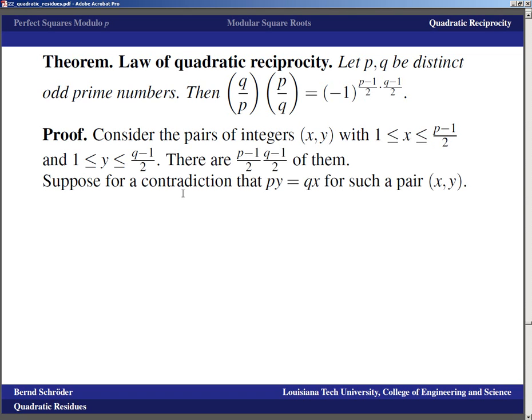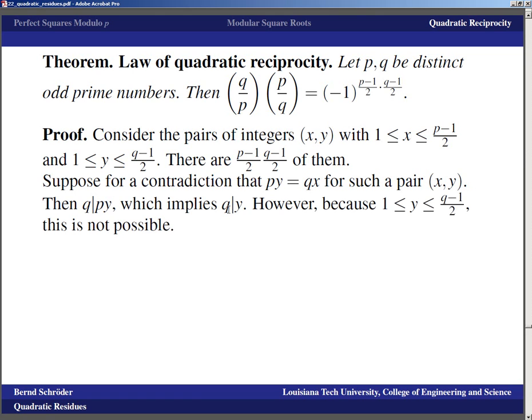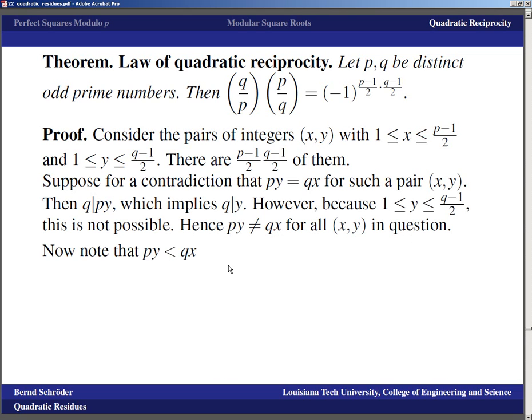And now, suppose for a contradiction that for one of those pairs x and y, we have that py is equal to qx. Well, then q divides py, and that means that q divides y. But because y is between 1 and q minus 1 over 2, that's not possible. And that means that py is not equal to qx for all of the xy that we have under consideration here. And so now we can therefore distinguish those pairs xy into pairs xy where py is smaller than qx and py where py is greater than qx.